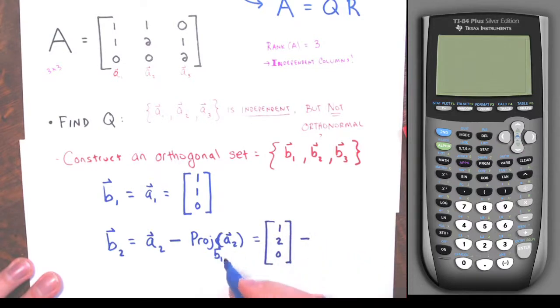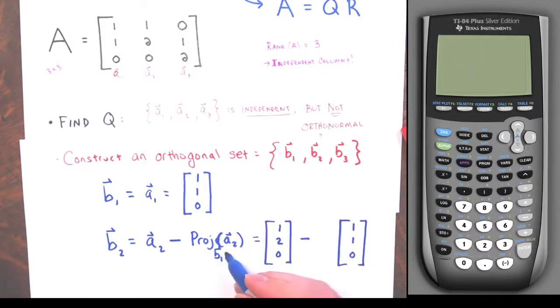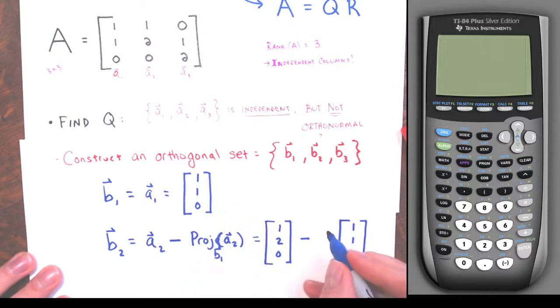Minus, and then how do we do vector projection? The projection of a2 onto b1 is just going to be a scalar multiple of b1. So I'll write down the vector b1, that's 1, 1, 0. And what's the scalar? Remember, the numerator of the scalar is simply the inner product, in this case the dot product of a2 with b1. So a2 is 1, 2, 0, b1 is 1, 1, 0. The dot product would be 1 plus 2 plus 0. So 3 for the numerator.